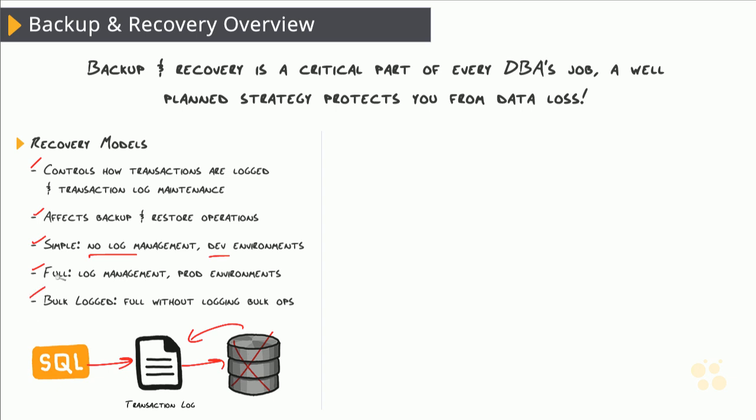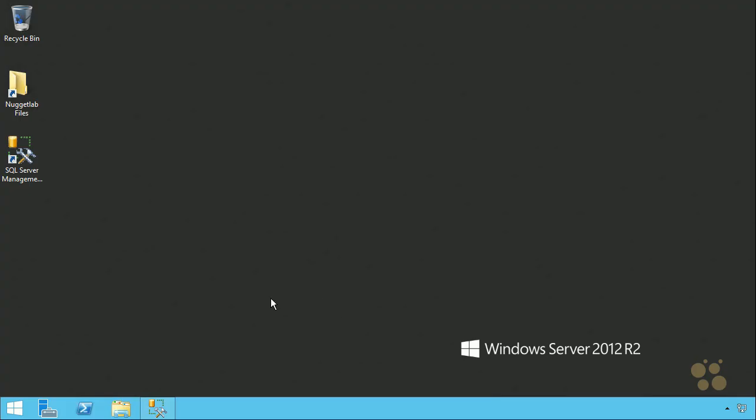Lastly, here we have the bulk logged recovery model, and this is really just an adjunct to the full recovery model. It's full without logging any bulk operations like your SELECT INTO and your BULK INSERT. And generally, you're going to use this in those special use cases where you need to load a bunch of data into a database and you don't want to bloat the transaction log with all of that data. So you'll flip it to the bulk logged, run your loading operations, and then flip it back to the full recovery model.